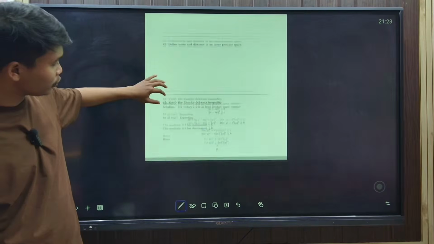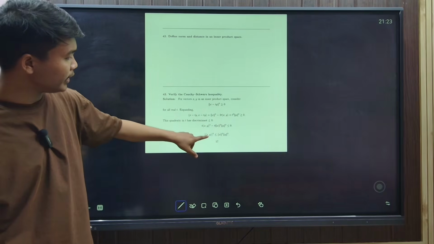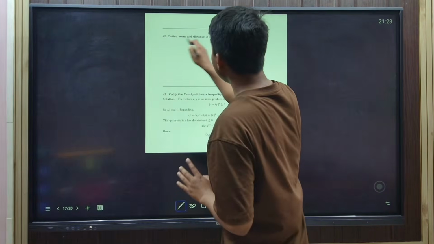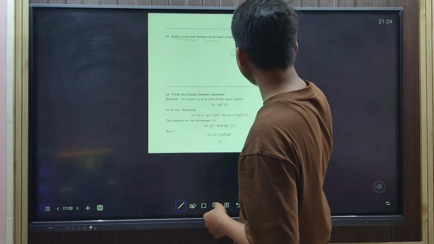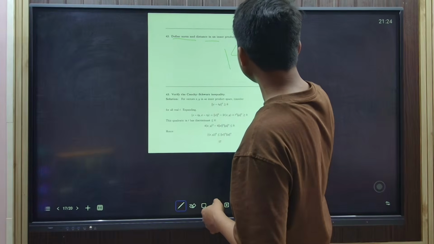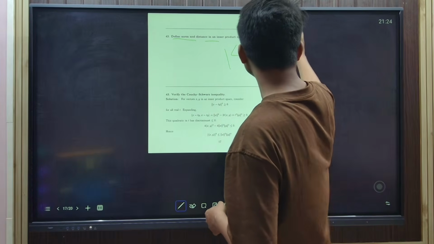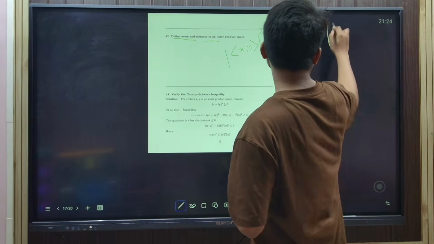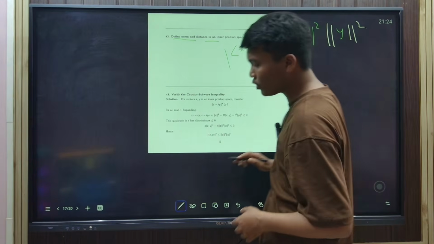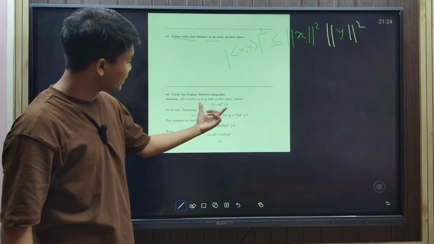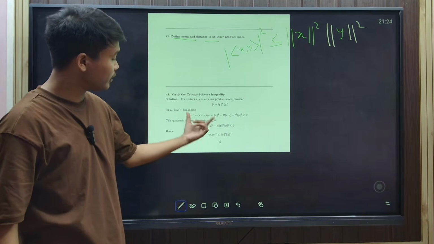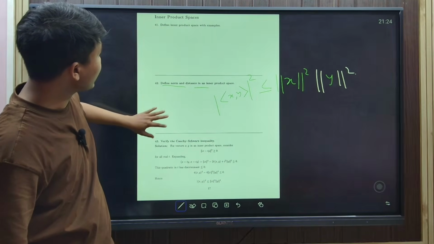And verify the Cauchy-Schwarz inequality. What is the Cauchy-Schwarz inequality? You have to define norm and distance. The Cauchy-Schwarz inequality says that if you have this inner product, the square of the inner product is always less than or equal to norm of x squared into norm of y squared. So verify the Cauchy-Schwarz inequality for any numbers. Before that, you have to define norm and inner product.